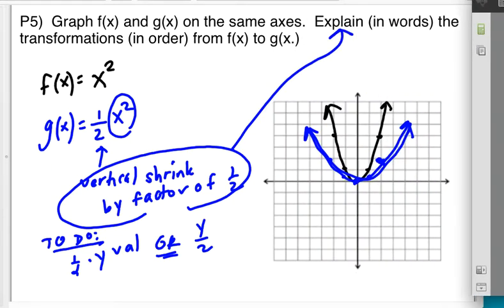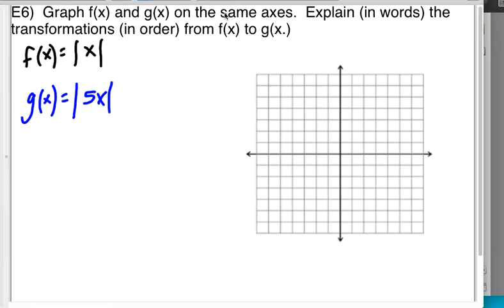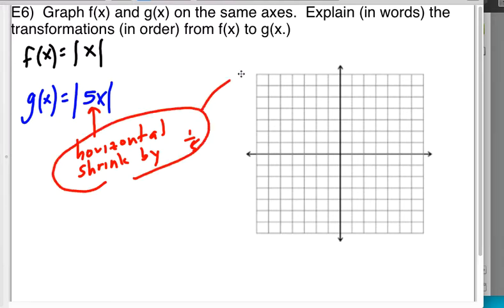All right, so let's do some inside changes. Here I have a change that's on the inside. This is definitely horizontal. Remember that horizontal things are backwards. You would think that multiplying by 5 would make something 5 times bigger, but horizontal changes are backwards. So this is going to be a horizontal shrink by 1/5. You can say factor of 1/5 if you want, or you can just say by 1/5. That's what's happening.